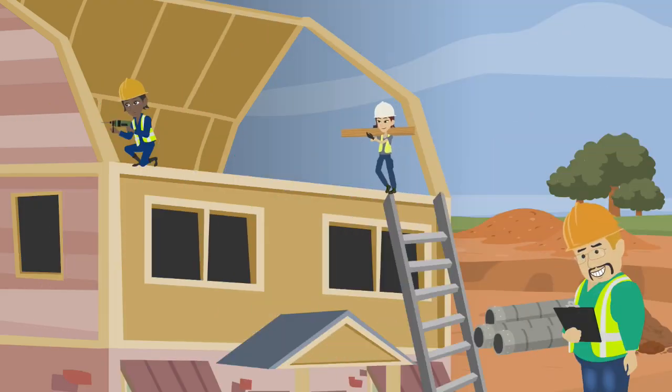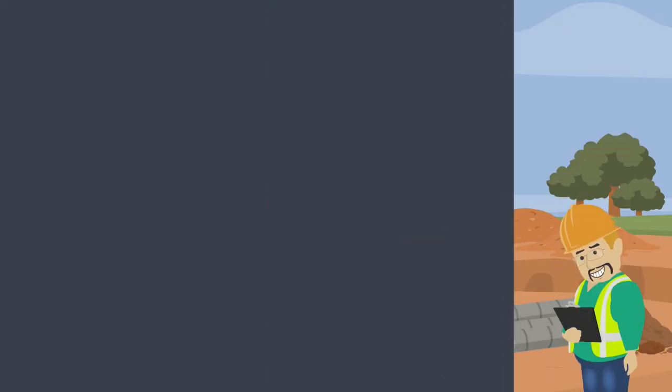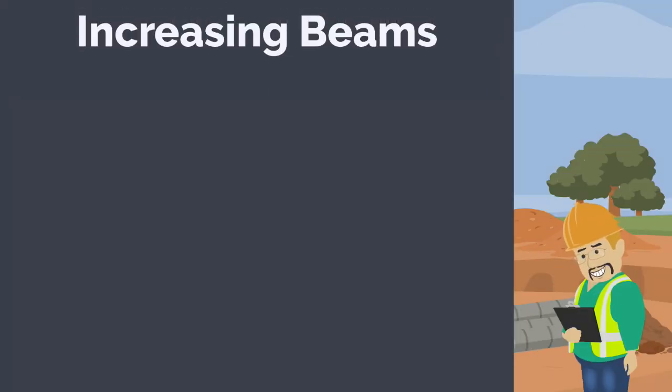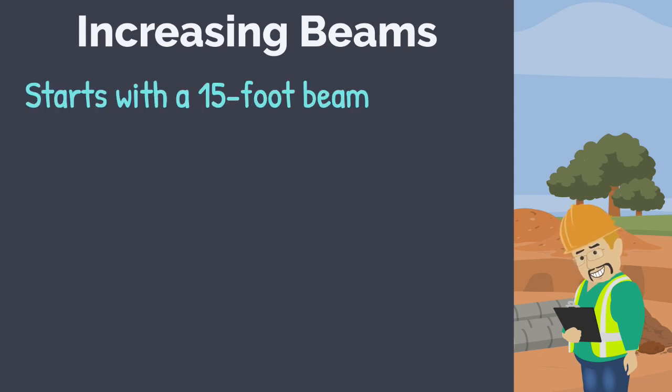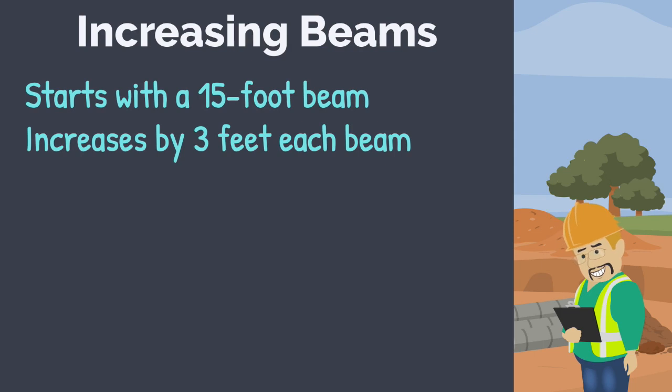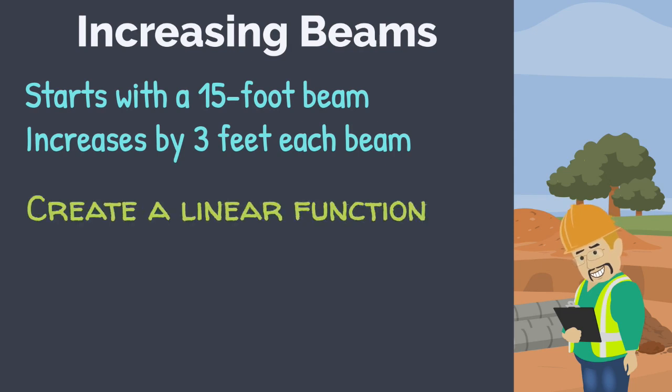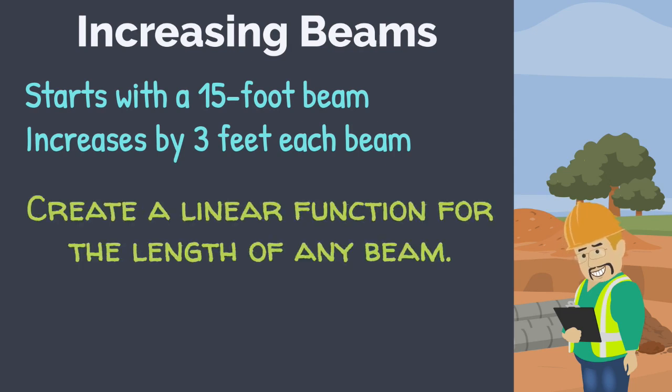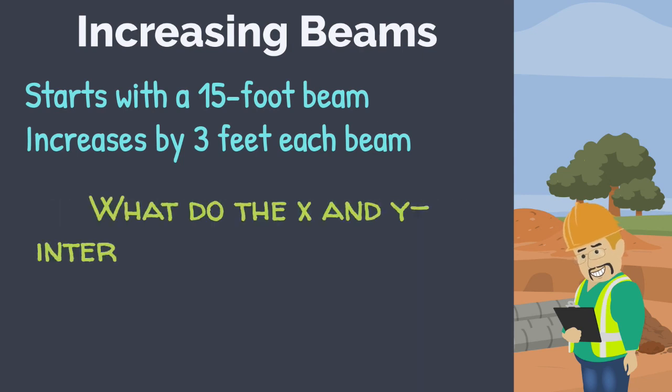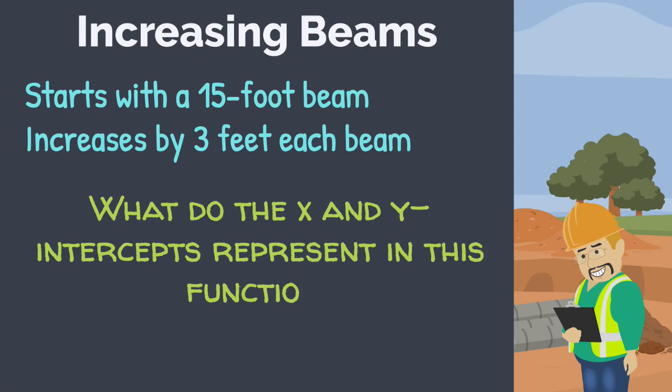Randy said one construction project requires beams of varying lengths, starting with a 15-foot beam and increasing by 3 feet for each subsequent beam. Create a linear function for the length of any beam. What do the x and y intercepts represent in this function?